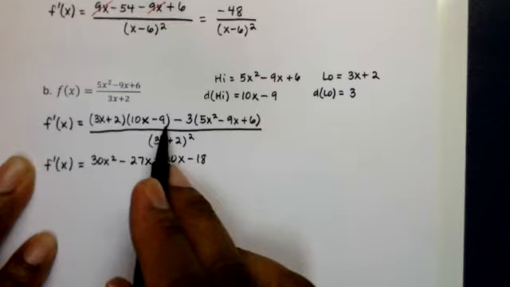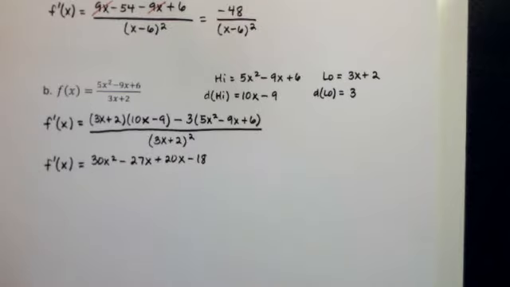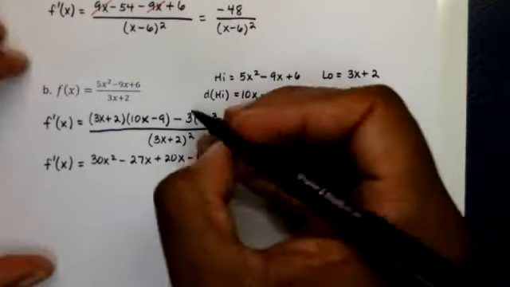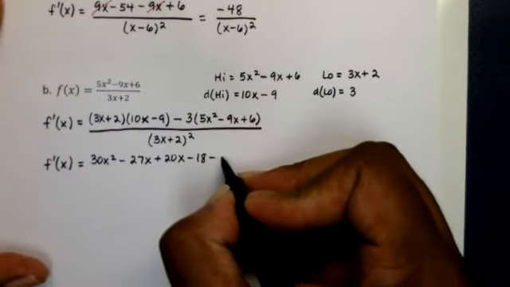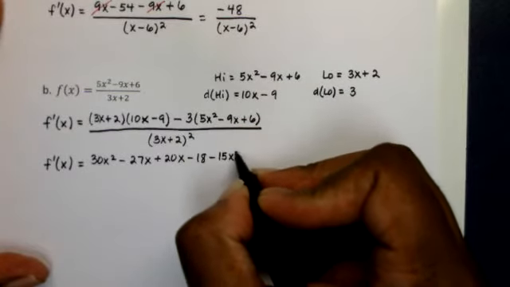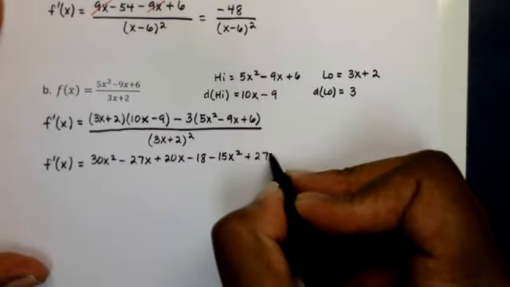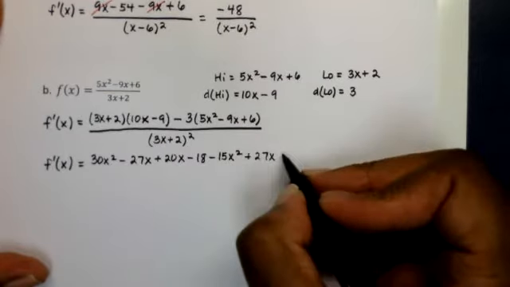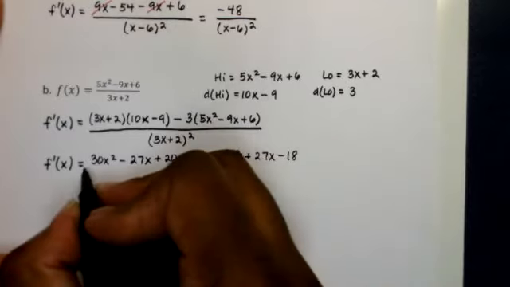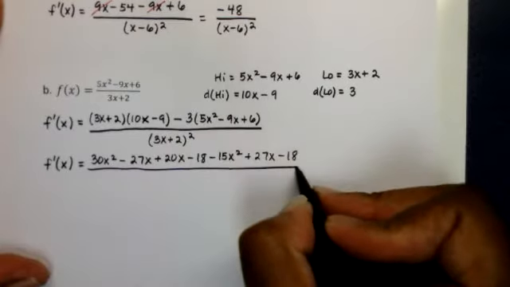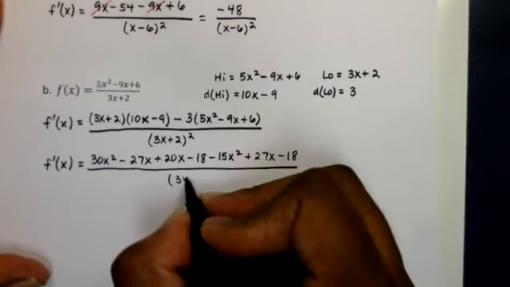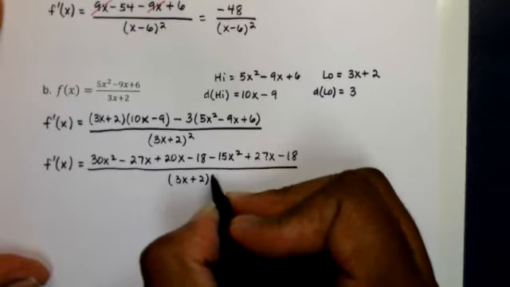Using a FOIL method here, this one I'm going to distribute the negative 3 over the 5x squared minus 9x plus 6. So minus 3 times 5x will be a minus 15x squared. Minus 3 times the 9x will be a plus 27x. Minus 3 times the plus 6 will be minus 18. All divided by 3x plus 2 quantity squared.